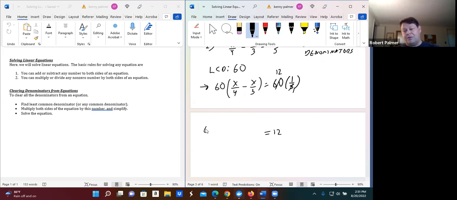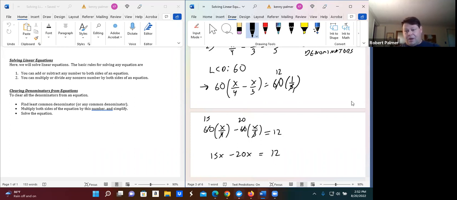Here, distribute the 60. I'll write this step out. 60 times x over 4 minus 60 times x over 3. In a similar way here, 4 will go into 60. Remember, this should always go into it because it's a common denominator. 4 will go into 60 15 times, and 3 will go into 60 20 times. And so that's going to be 15x minus 20x is equal to 12.